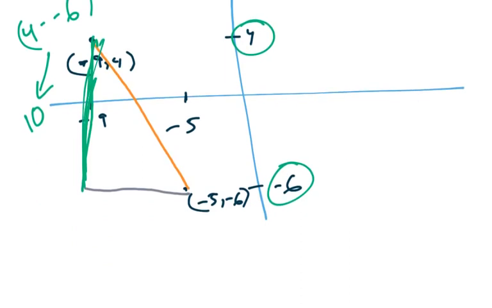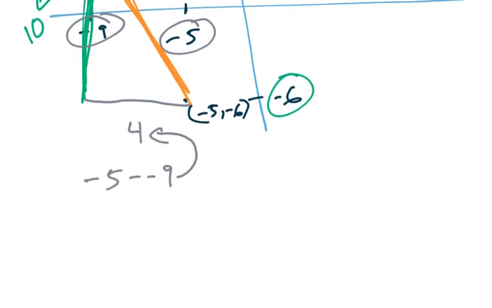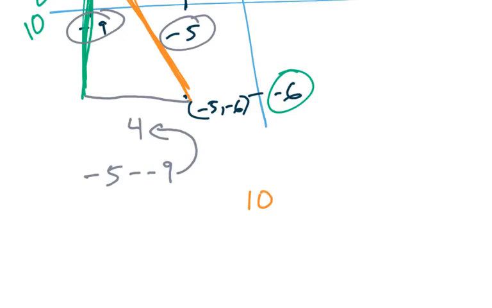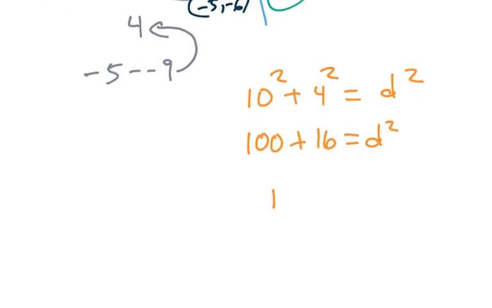What about horizontally? Well, horizontally, if this is negative 9 and this is negative 5, this length is 4, or simply negative 5 minus negative 9 would yield 4. All right. So how do I figure out the orange value, which is the distance? All you have to do is take the 10 plus the 4 and do the Pythagorean theorem, just square it to find d squared. So this is 100, this is 16, is d squared. 100 plus 16 is 116, which is equal to d squared.